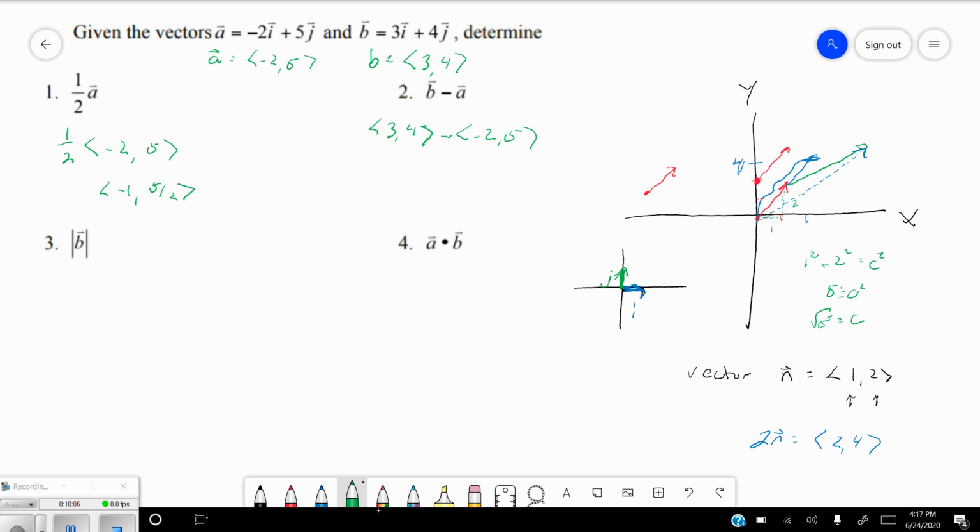Okay, so again, subtract the x components. Now don't forget, this is 3 minus a negative 2. So 3 minus negative 2 is like 3 plus 2, so that's 5. And then 4 minus 5 is just going to be negative 1. And that would be the resultant vector from subtracting those.